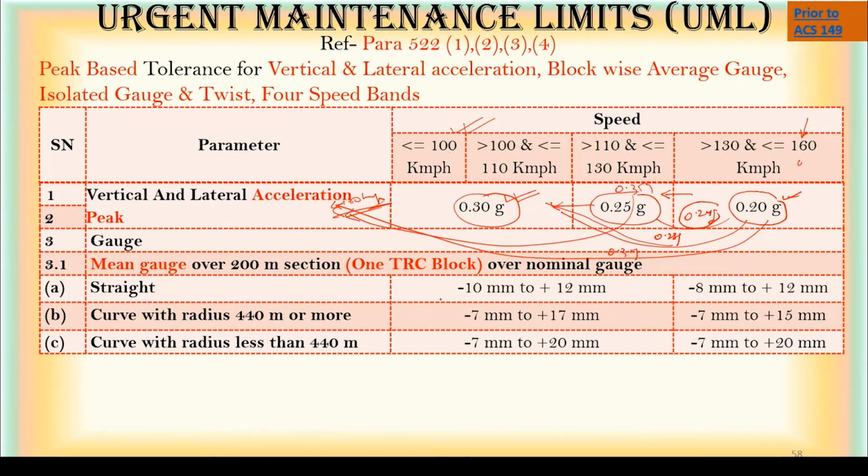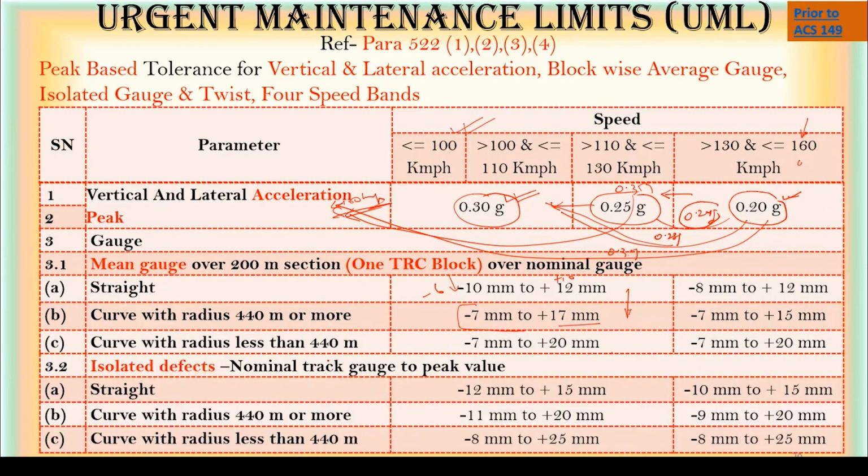Then mean gauge limits are given, the same kind as in NVML, but certainly the UML limit will be higher than NVML. Here it was -6 to +10 if I recall, here it became -10 to +12. Similarly, as the curve becomes sharper, the gauge decreases on the negative side and increases on the positive side. Isolated defects are higher than the defects of mean value, and then twist values 7 mm, 6 mm and 5 mm. This was 3.5 mm in NVML, now this is 5 mm per meter. So these are the limits of UML.